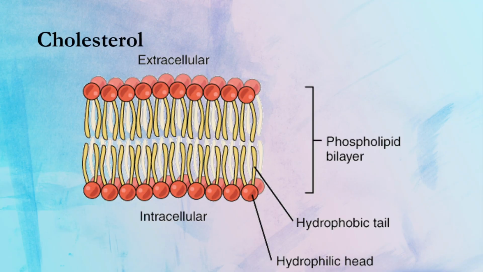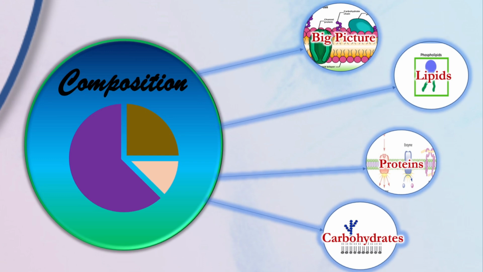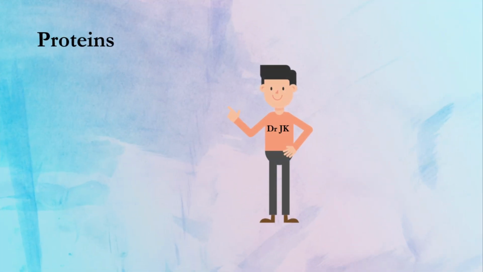The next lipid is cholesterol. Cholesterols are big molecules that are fused in between the phospholipids. They play a major role in controlling the fluidity of cell membrane, which we'll see later on in the lecture. The next composition is protein. Proteins constitute around 50 to 55% of the cell membrane.